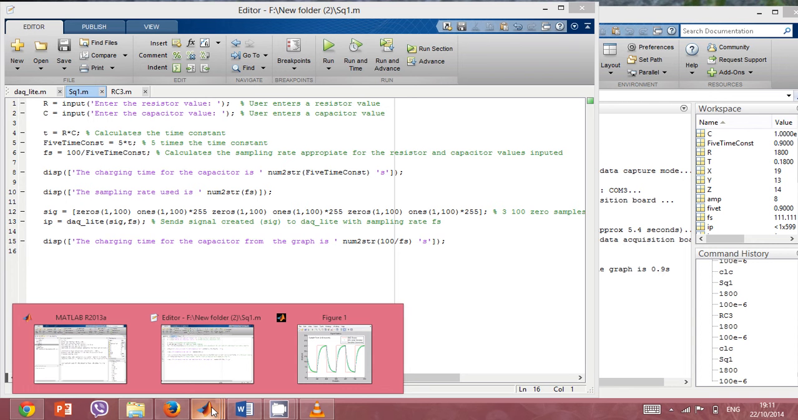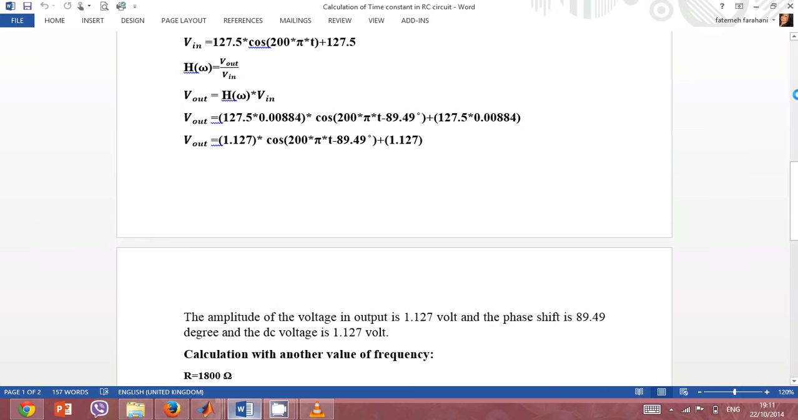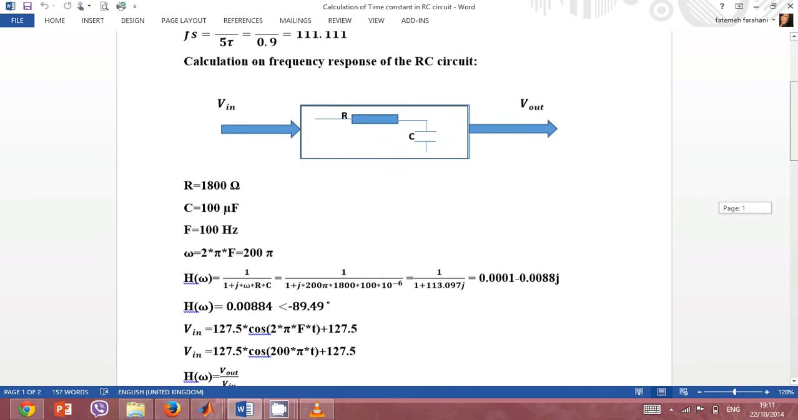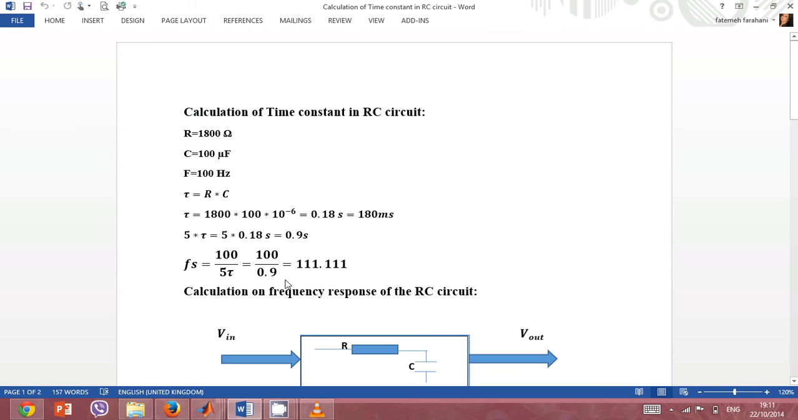And now Fatma will explain the calculations. This is the calculation for the time constant, which is at the top. We just calculate the tau, which is R multiplied by C, and we got 0.18, and 5 tau is 0.9, and the sampling rate that we got just by dividing 100 over 5 tau, which we got 11111.